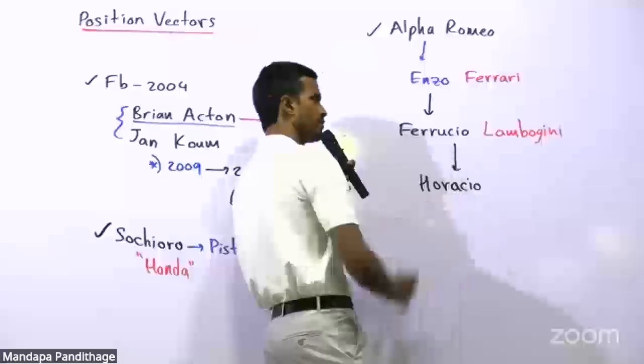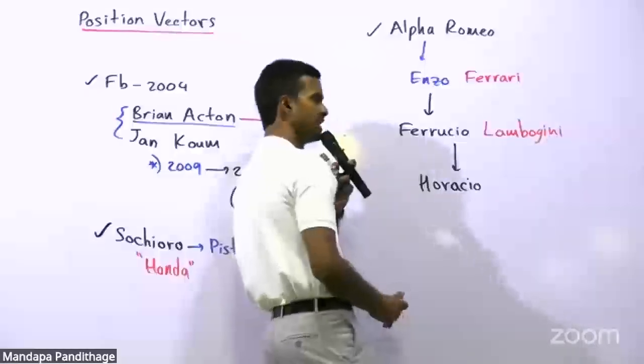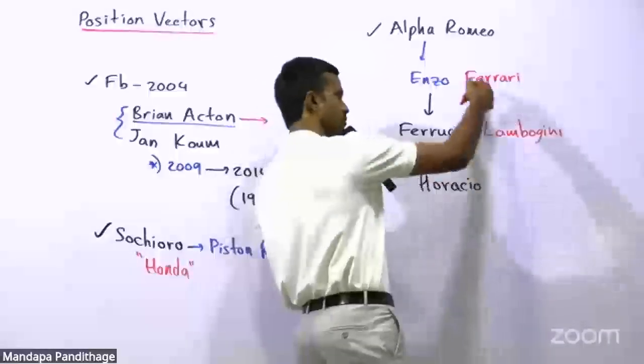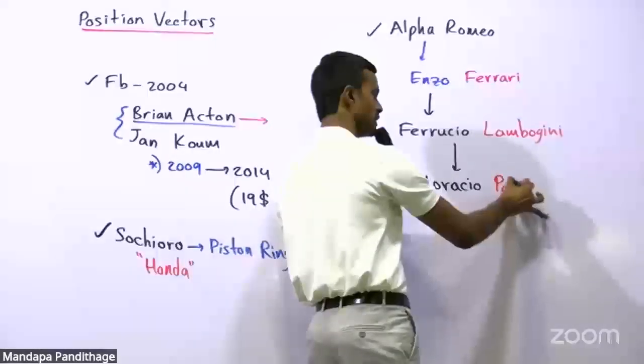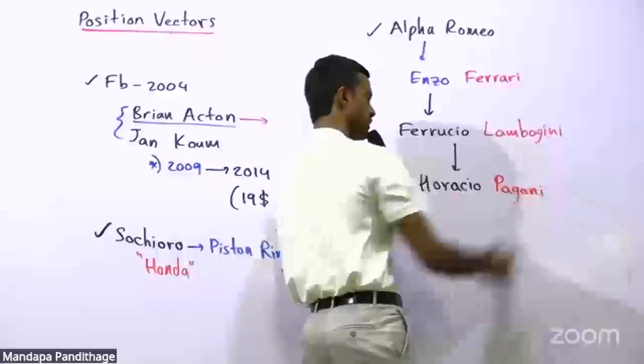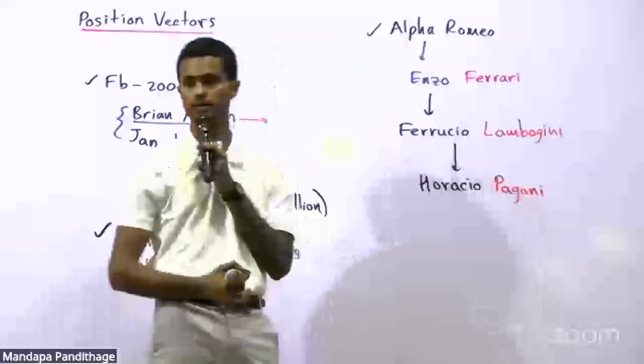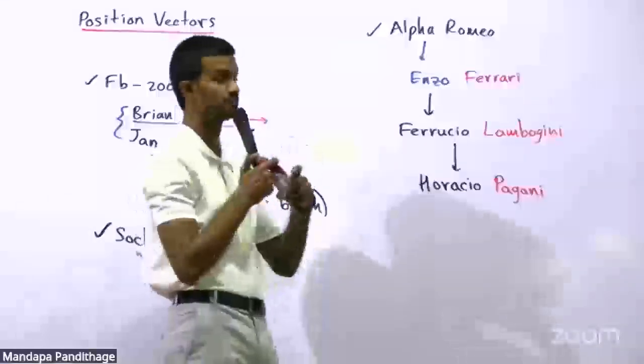He came out from Lamborghini and put up his own company. This name is not that famous like these two, but the cars are famous. His name is Horacio Pagani. If you know about Pagani cars, I don't know whether you know about it. That's how Pagani cars came.